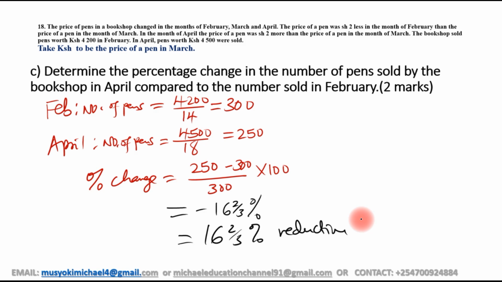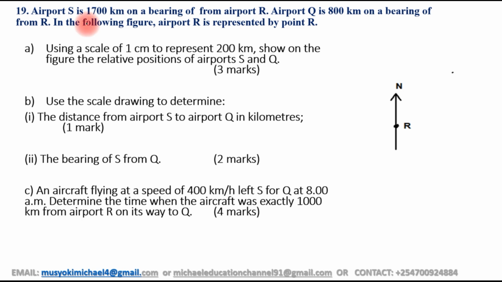So we move on to the next question. Question number 19. Airport S is 1700 km on a bearing of 300 degrees from airport R. Airport Q is 800 km on a bearing of 215 degrees from R. In the following figure, airport R is represented by point R.